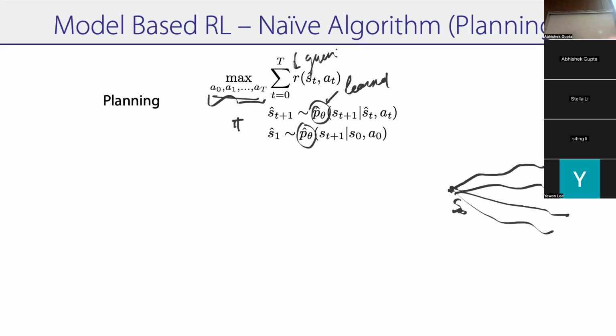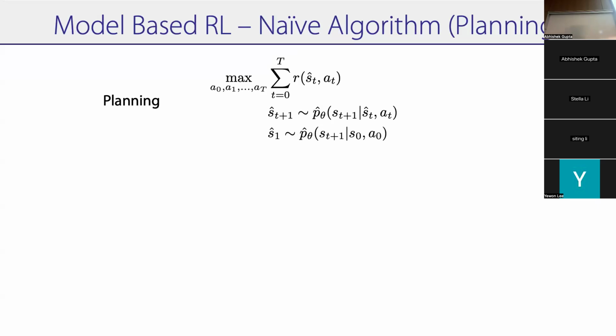Or I guess I haven't really prescribed how to optimize this yet. But the objective is trying to find the best possible sequence of actions such that if I play them under my current model, I get the highest possible reward. Okay. So what is the simplest way to do this?